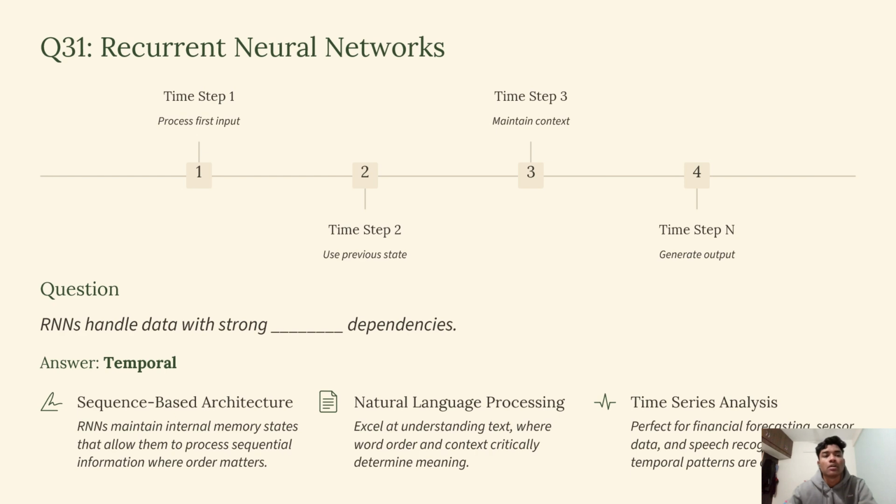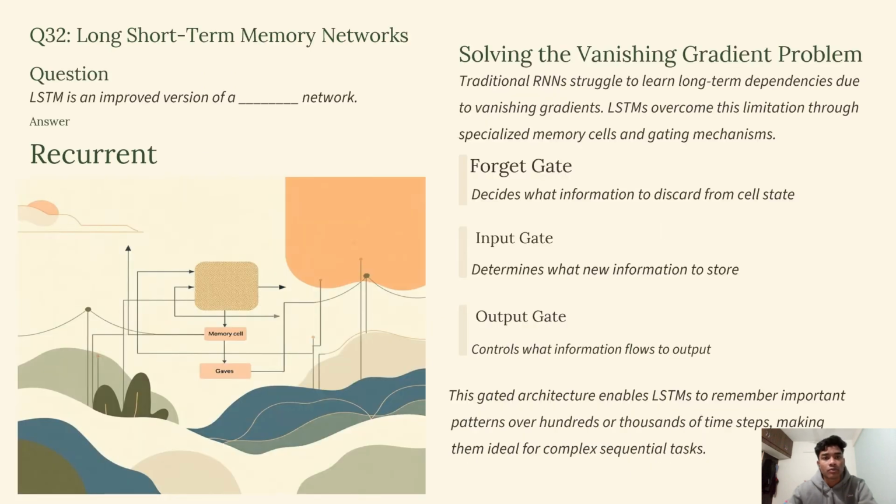Next question. Long short term memory networks, in short LSTM, are an improved version of recurrent networks. LSTMs are improved versions of RNNs. They solve the vanishing gradient problem using gates: forget, input, and output gates, which help the network remember information for long periods. This makes them excellent for long text, long sequences, and complex patterns.